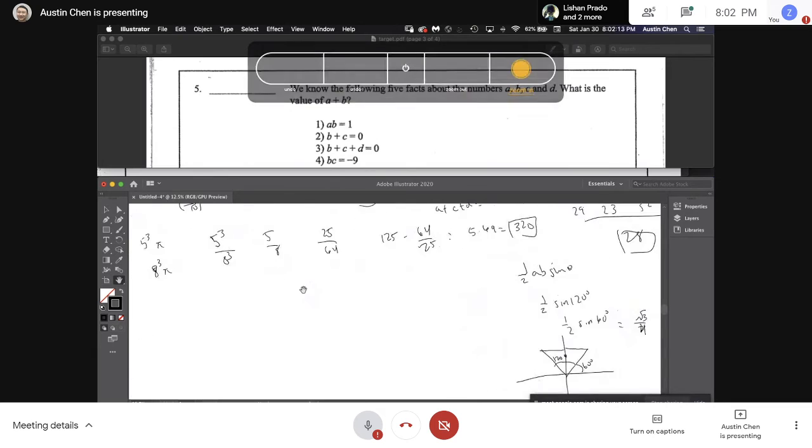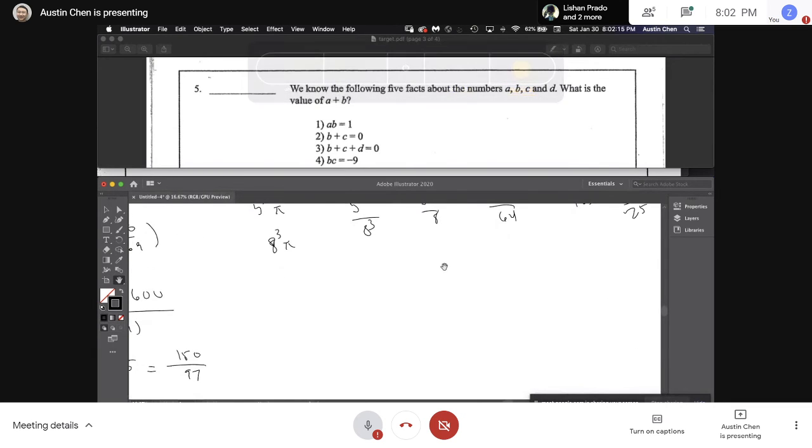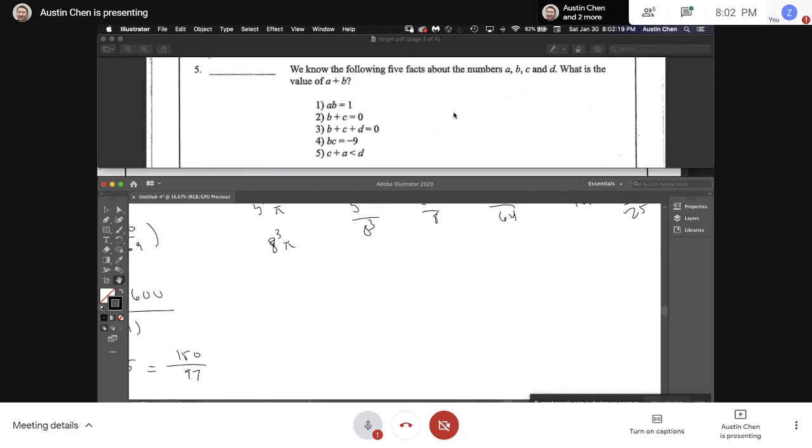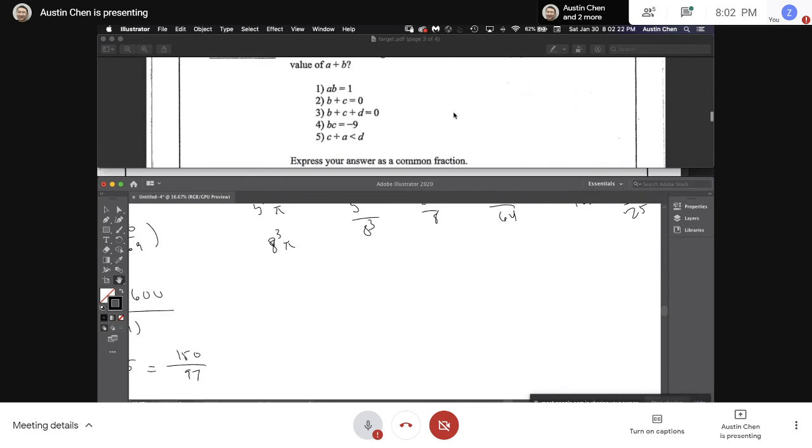Number 5. We know the following 5 facts about the numbers A, B, C, and D. What is the value of A plus B? We have those 5 facts.